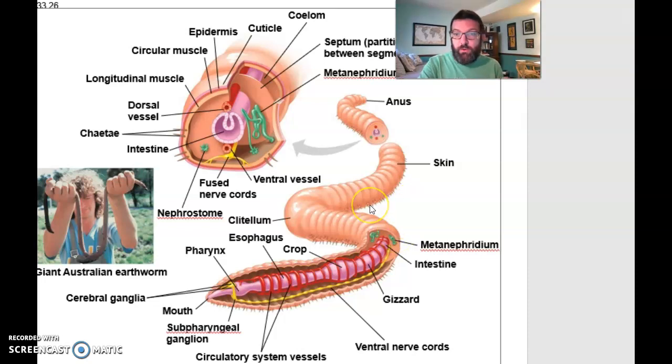And you can see they don't have parapodia, but they do have little setae, which help them grip the ground. They have a ventral nerve cord. They have something called a clitellum that collects eggs and sperm. And they are very important ecologically in terms of turning over soil, turning old leaf litter into soil. They're great for composting, for instance.